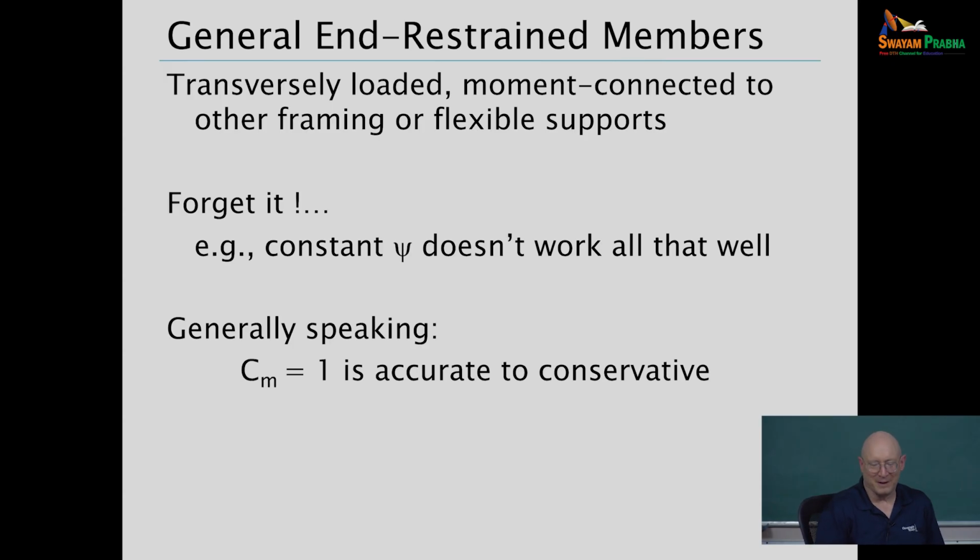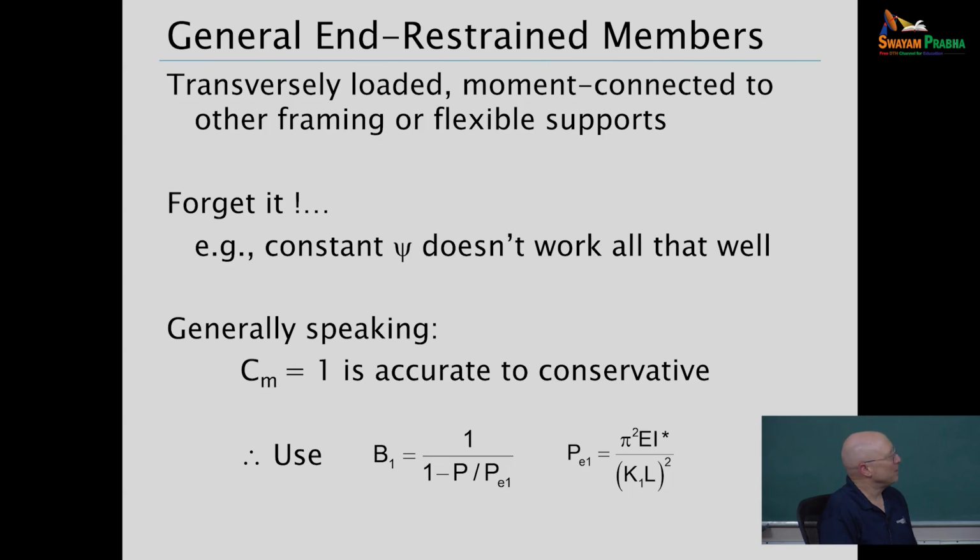And what's the coarse approximation? I'll just take C sub m equals 1. And so we basically apply an amplifier, B1, 1 over 1 minus P over PE1, the most basic amplifier in the world. Except PE1 here is given whatever connectivity you have to other elements your member or your element is connected to.